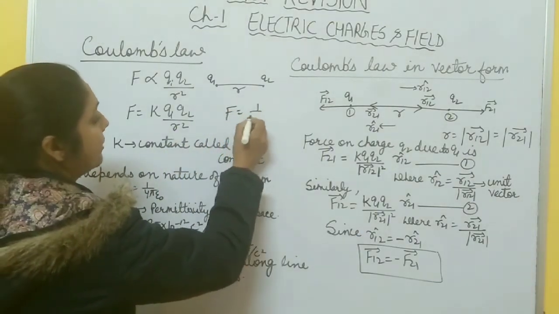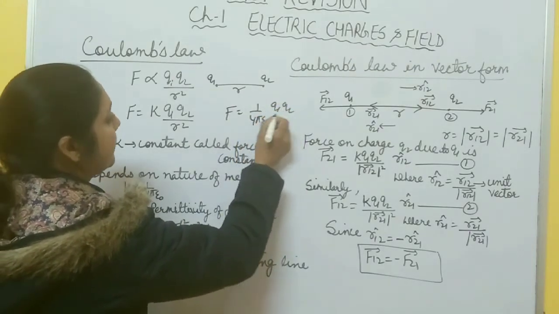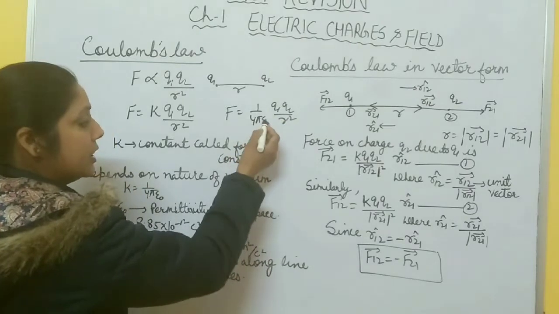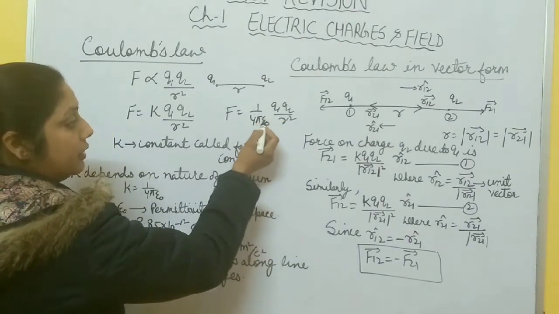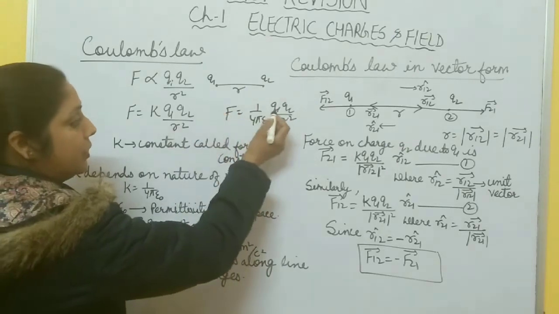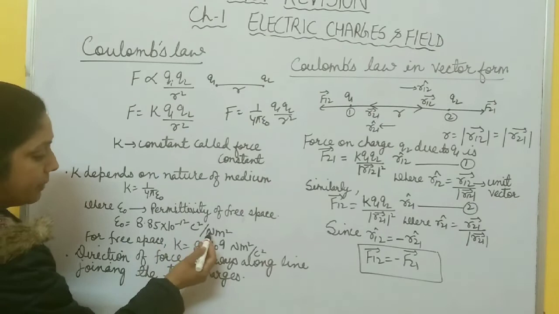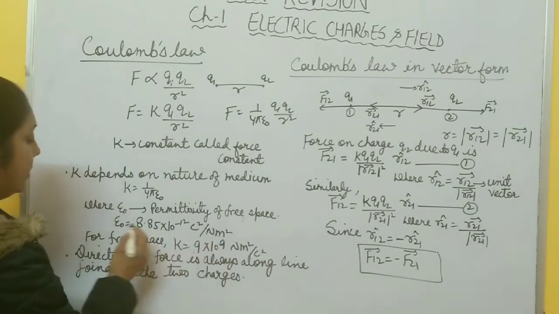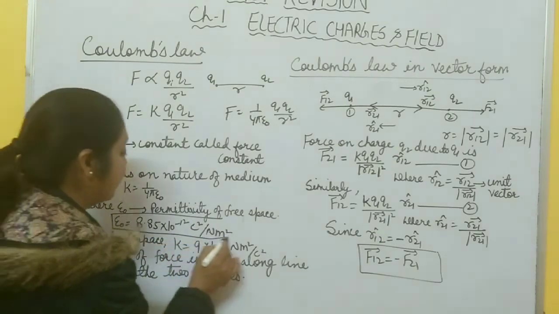This F becomes K, which is 1 by 4 pi epsilon naught, q1 q2 by r square. So this epsilon naught unit is what? This comes to this side, so it is Coulomb square by Newton meter square. This is the value for permittivity of free space.